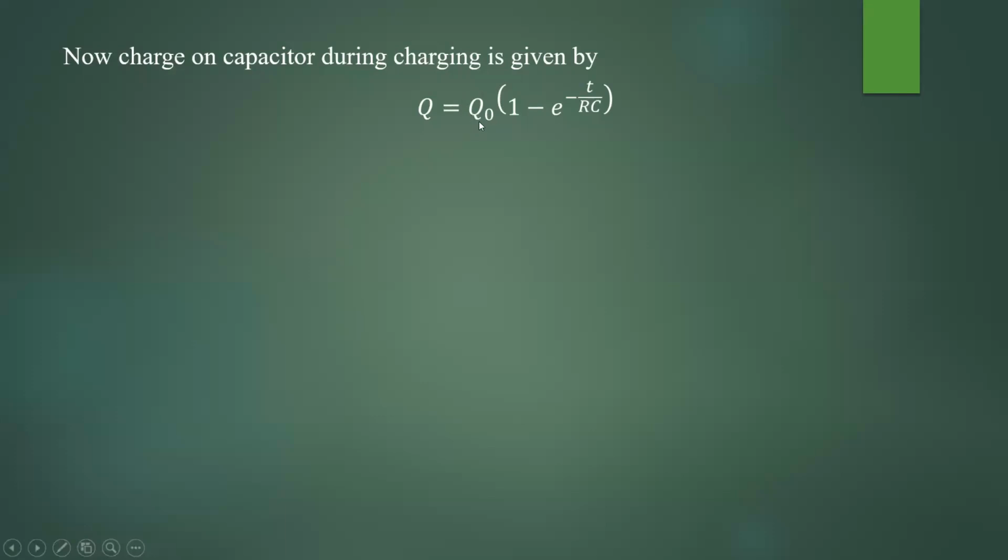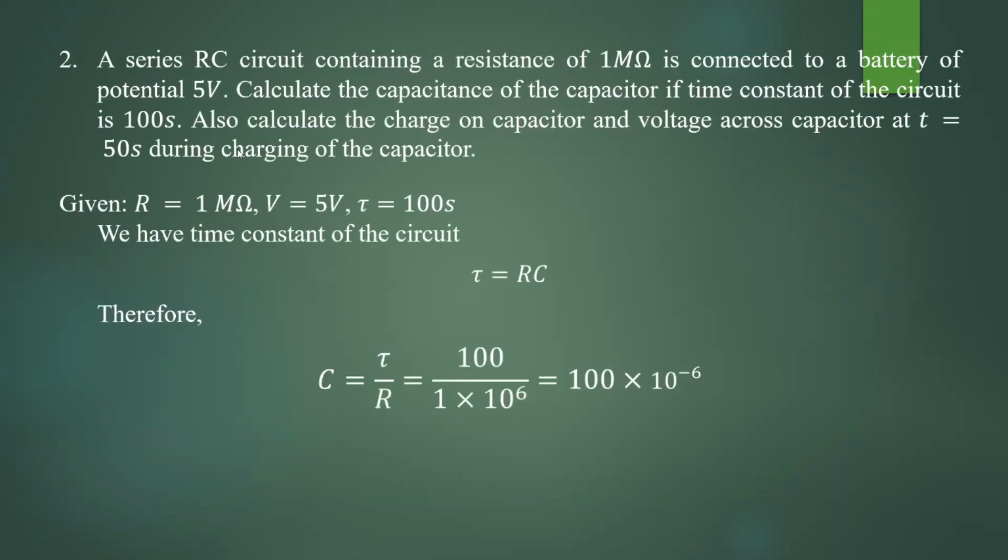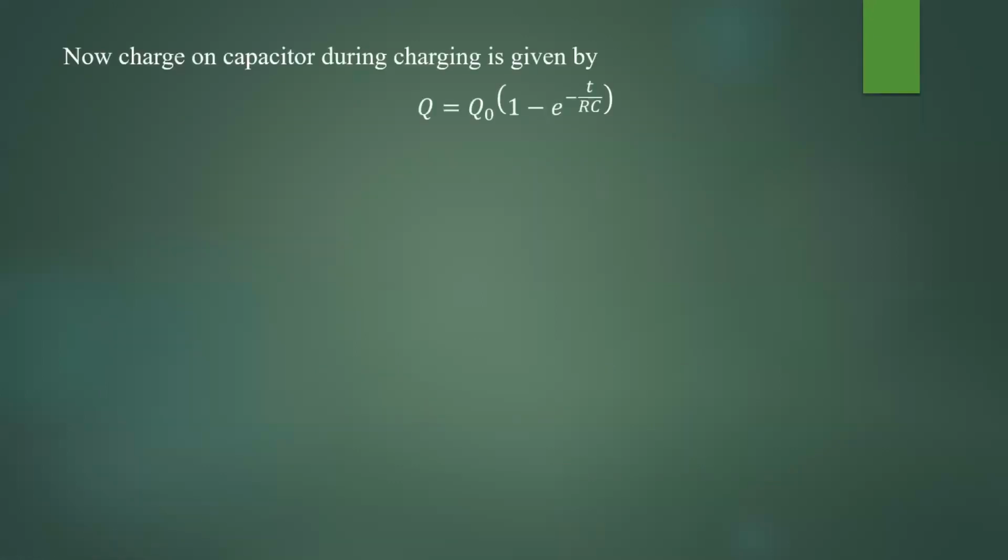So how to find the Q naught value? Q naught is the maximum charge that is actually equal to C into V naught, where V naught is the maximum voltage. Maximum voltage is equal to battery voltage. What is the battery voltage they have given? They have given battery voltage V is equal to 5 volt. So C into V you have to calculate. That will give you maximum charge Q naught. So what will be the value of Q naught then?